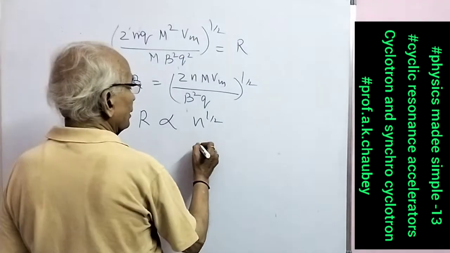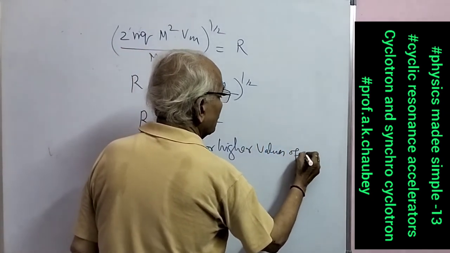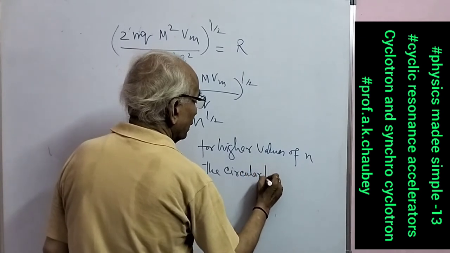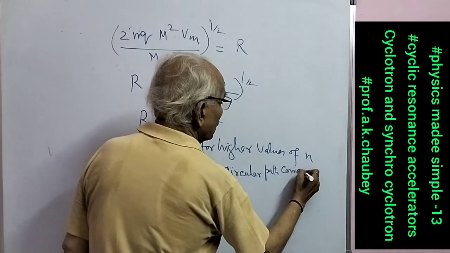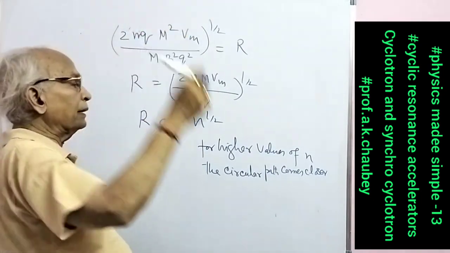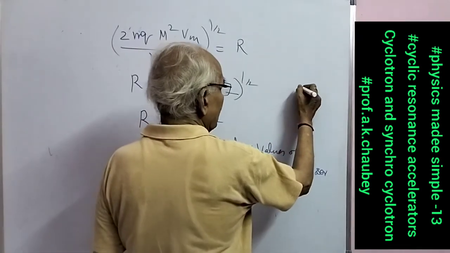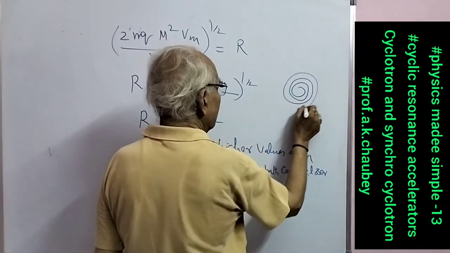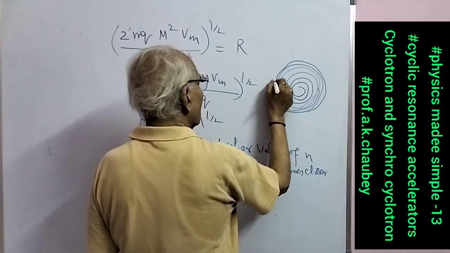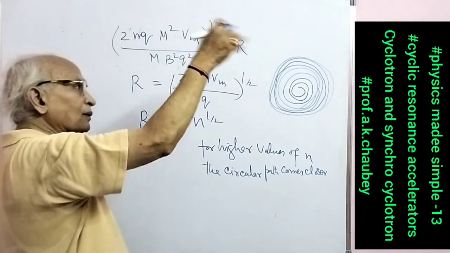This means if n becomes higher, at higher values of n, the circular paths come closer, because for natural numbers you take the square root of 1, 2, 3, 4, and n is high. So as n increases, they come close together under the root. So in the beginning the radius is far apart, and as n increases, the orbits become closer, because the radius is proportional to n to the power 1 by 2. So the higher the orbit, the closer the radii come.